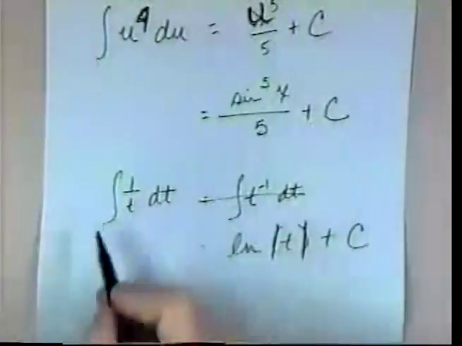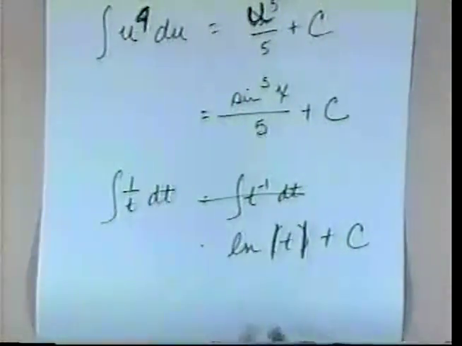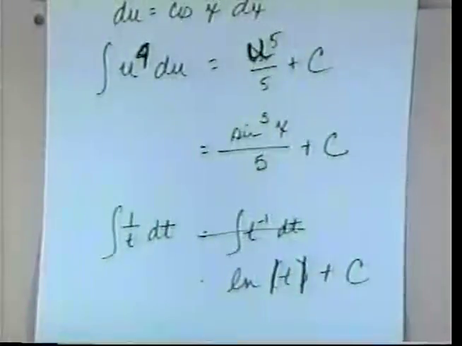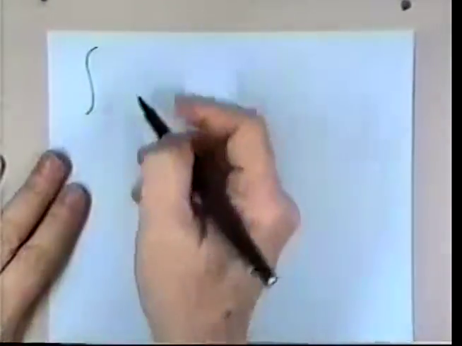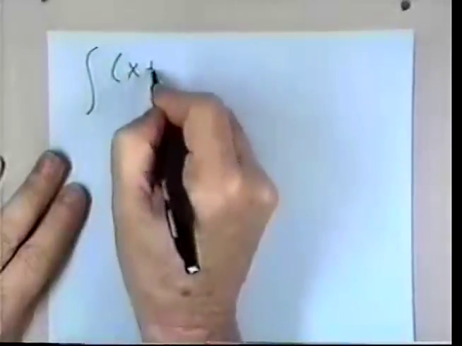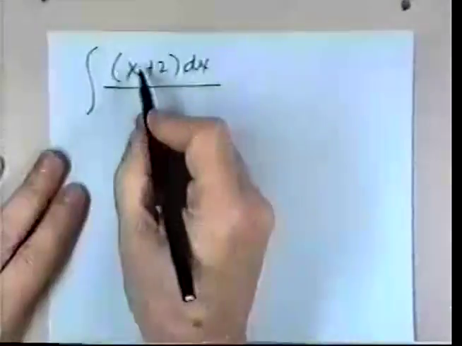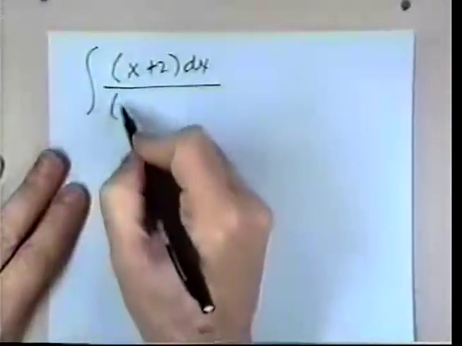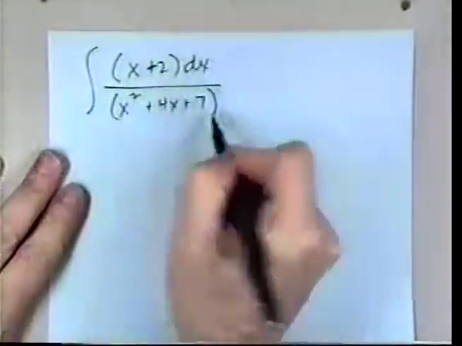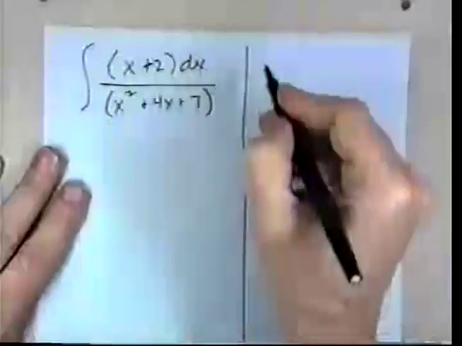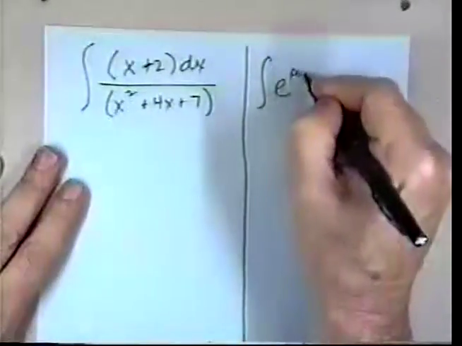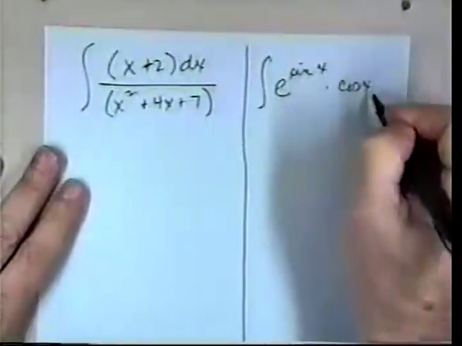Now, I'm getting ready to give you a couple of problems to look at right now. You're going to use this one, and you're going to go back and look at the relationship between the sine and the cosine. So let me write these two down for you and give you a little bit of practice. The first one: the integral, in the numerator, x plus 2 quantity, times dx, and in the denominator, x squared plus 4x plus 7. The second one I'm going to ask you to look at is e to the sine x times cosine x dx.